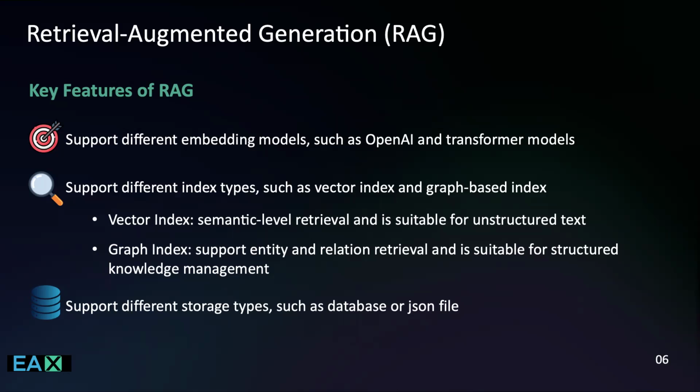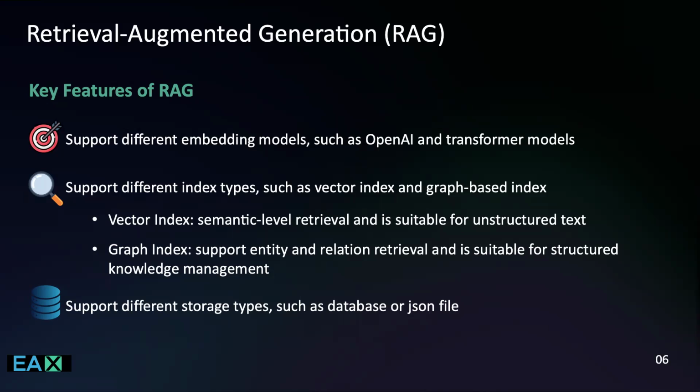For the vector index, it is intended for semantic level retrieval and is suitable for unstructured text. So if your knowledge base is a set of documents or a set of unstructured text, then maybe you want to use the vector index. In addition to the vector index, we also have the graph index, which supports entity and relation retrieval and is suitable for structured knowledge management.